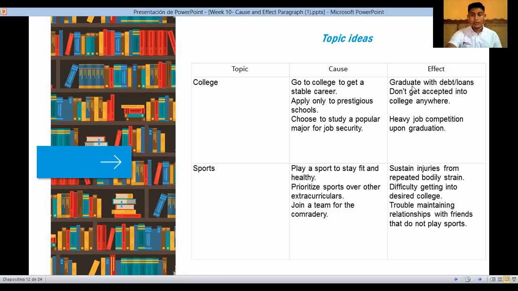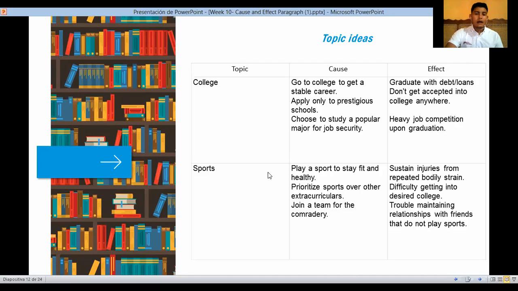What is the first effect? Graduate with debt. Yes, it's the first effect. Another, don't get accepted into a college anywhere. There is a good effect or a bad effect. It depends on the action that you do in the house. If you do a good thing, you will wait for a good effect. Another effect is heavy job competition upon graduation. Yes, we have a topic, we have a cause, and we have an effect.